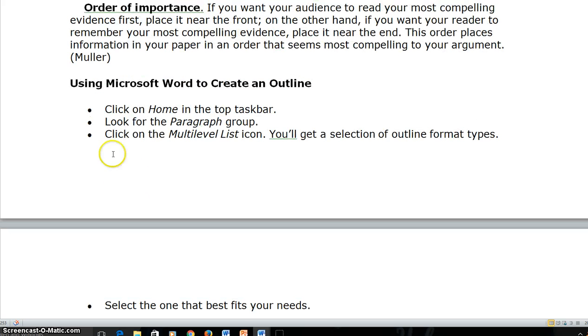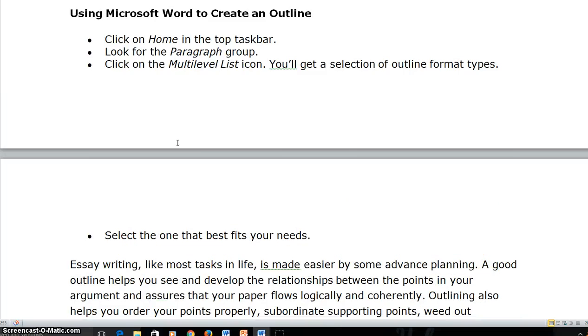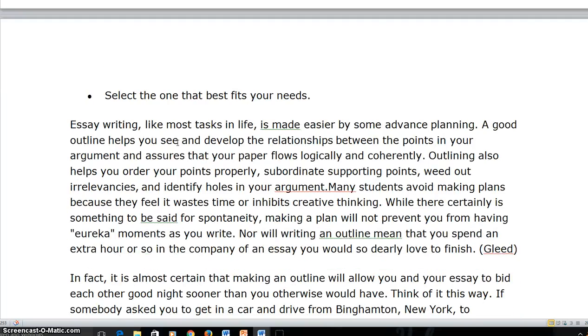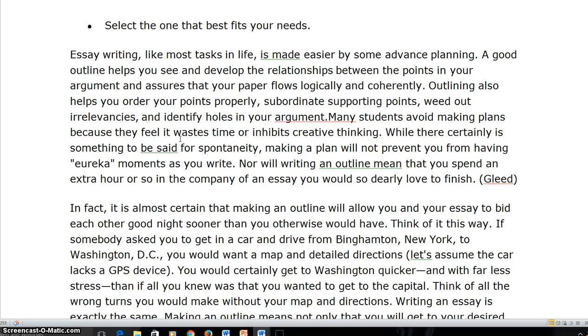Now, how do I make Microsoft Word create an outline? Go to Home, click on Paragraph, click on the Multi-Level icon, and you'll get a selection of outline format types. So when you write an outline, basically what you're doing is you're writing a map of what your draft will look like.